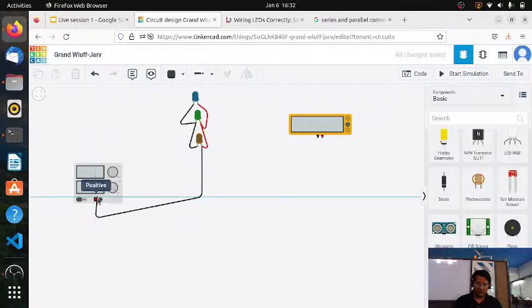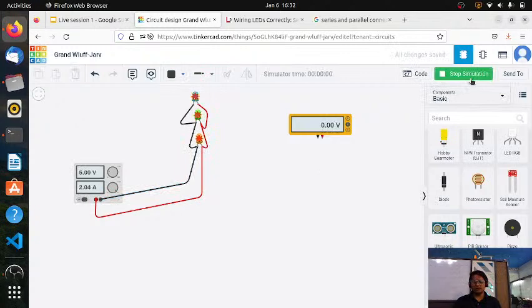This is positive, so I will connect here. Let's change the color, positive, and this is negative. So let's connect here, change the color, negative. Yes. Now let's start the simulation.